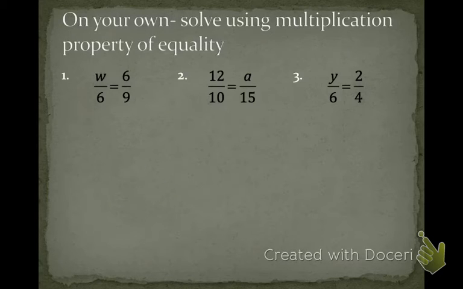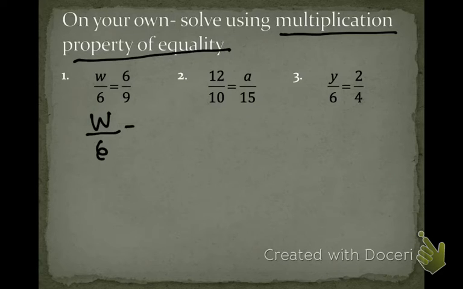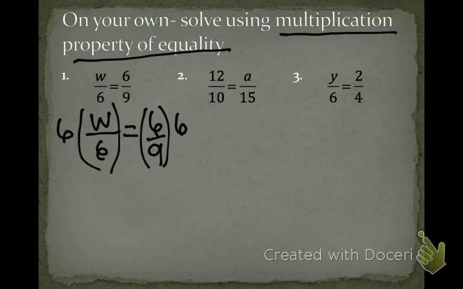Okay, so now you have some on your own. But notice, I only want you to use the multiplication property of equality. So that means, like on the first one, I want W all by itself. I have W divided by 6. So that means I would want to multiply both sides times 6. So go ahead and write those problems down in your notebook. Solve, and you should see a text box on the right. So pause the video, answer all those questions, put them in your notebook, put them in the text box, and then when you're ready to move on, go ahead and move on.